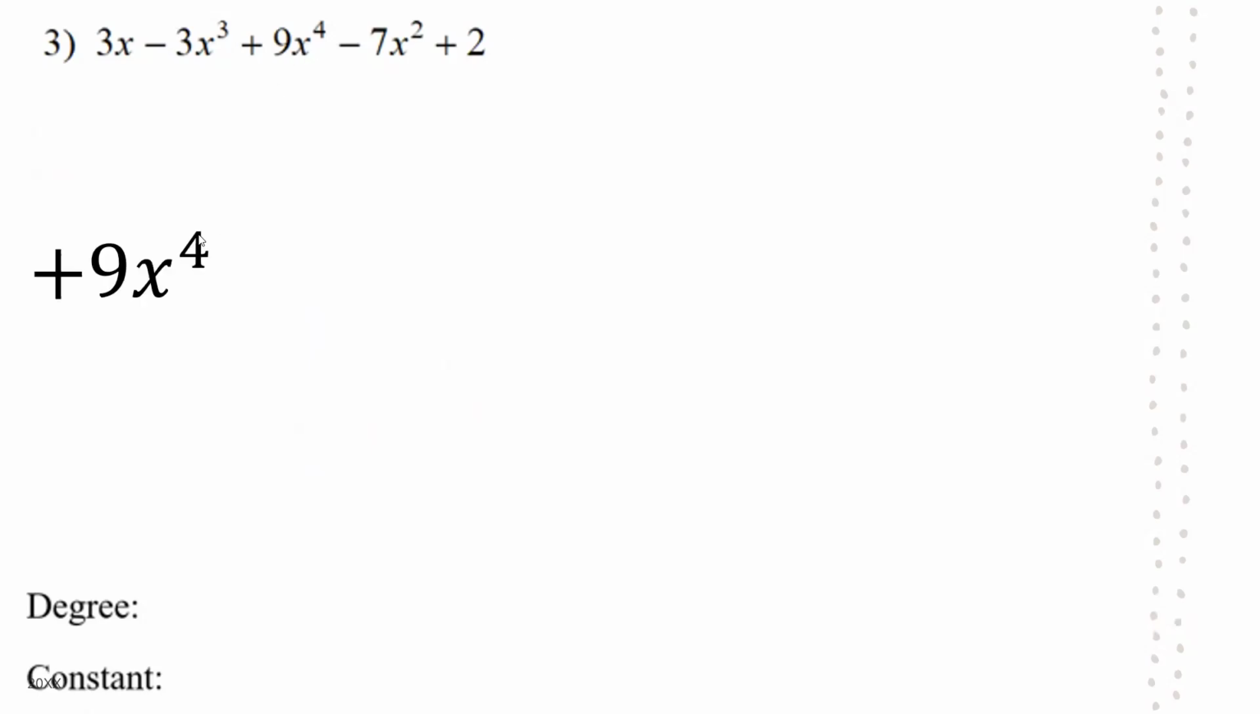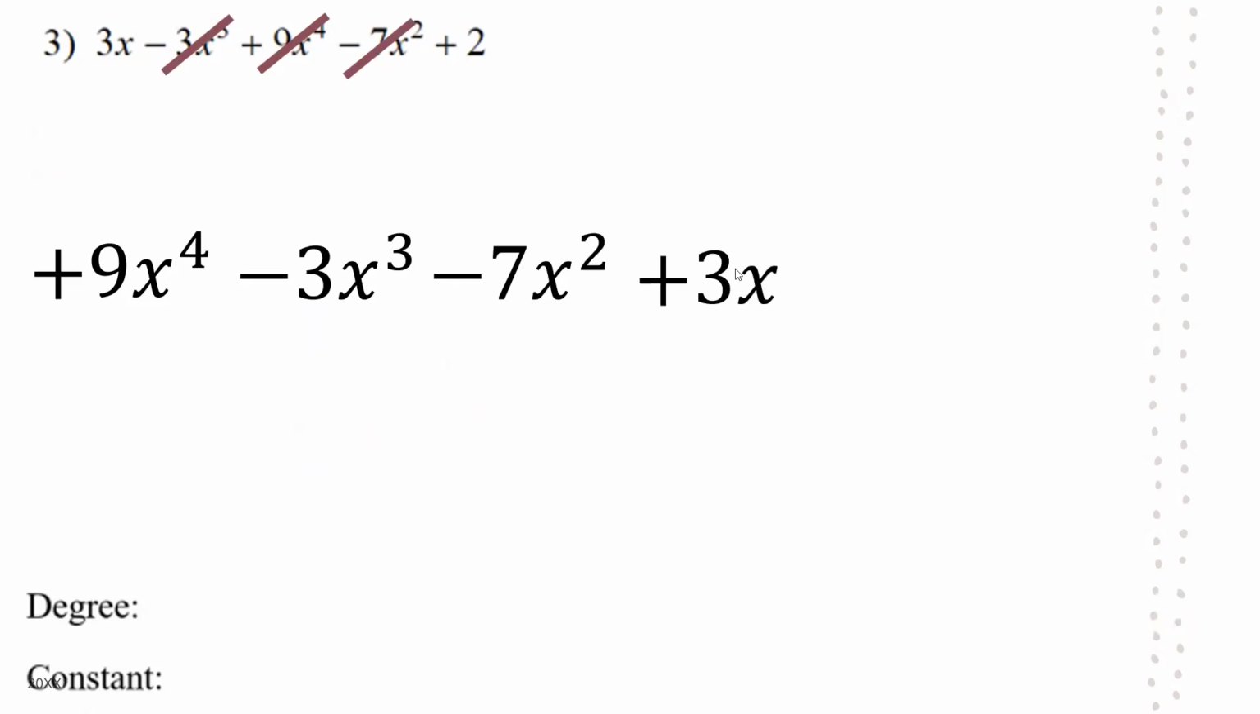Okay. This example, 3, 4, 2. Ooh, 4 is the highest one, so there that goes. Okay, what else we got next? 3, 2 is next. And then the x to the first, that one goes next. And then the positive 2 comes at the end. That is in standard form. All of my exponents are nicely in a row. I can read all of them. So the degree is 4 and the constant is 2.